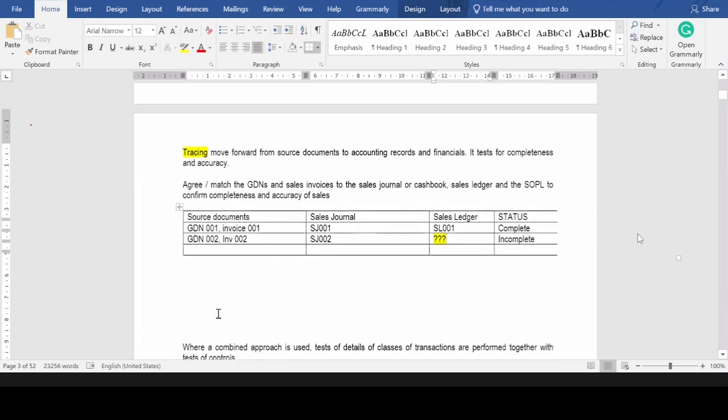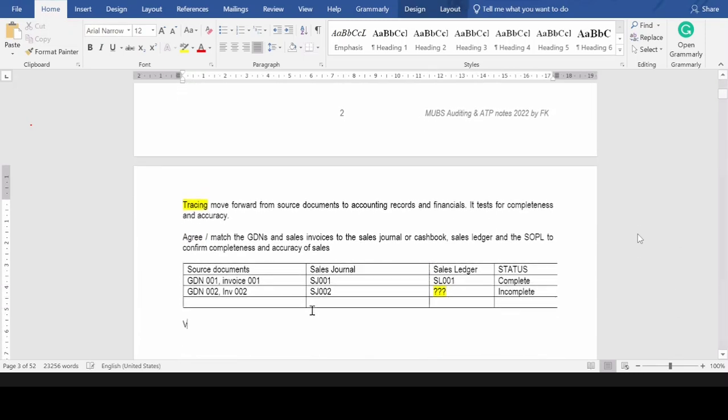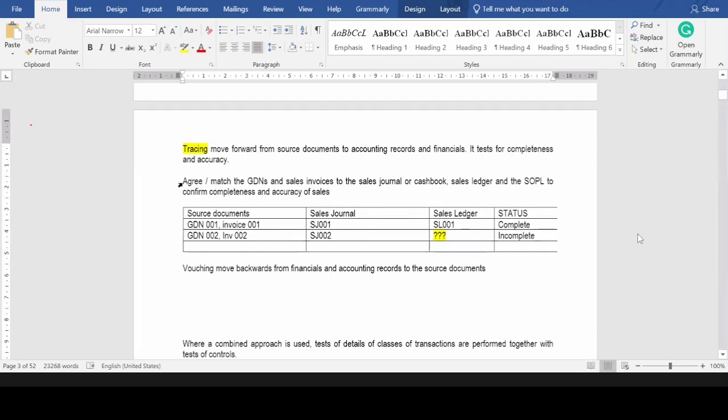But you can also do another test, which is called vouching. As auditors, here it is the opposite. We move backwards, from financials, accounting records, to the source documents or supporting documents. So for example, I'm going to write this test, but in a reverse order.